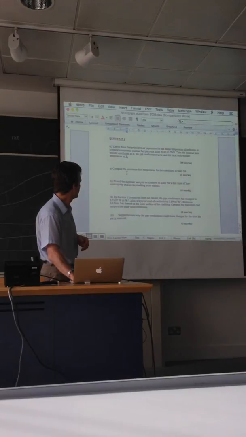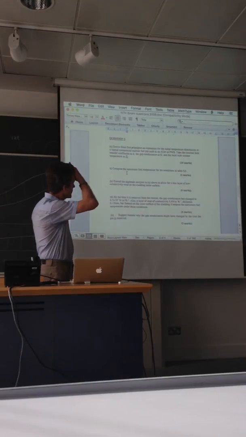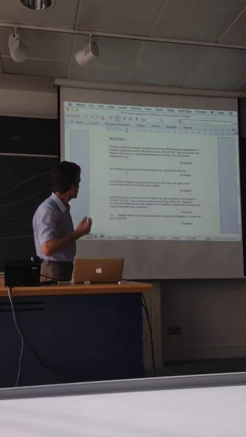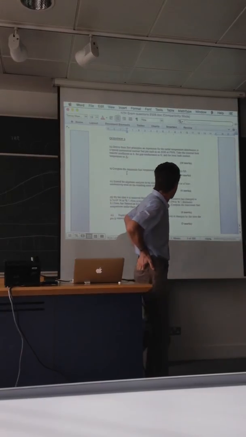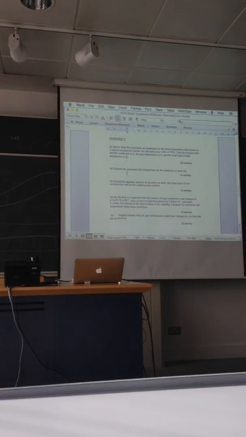Question 2, well that's the one we started. Derive from first principles an expression for the radial temperature distribution in a pin such as an AGR or PWR. Well, that's where we started. So first principles, what would your starting point for that be? What would you take first principles to mean there?